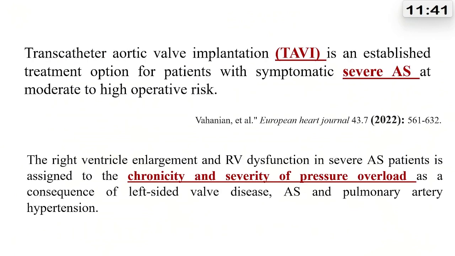Transcatheter aortic valve implantation, TAVI, is an established treatment option for patients with symptomatic severe aortic stenosis at moderate or high operative risk. The right ventricular enlargement and RV dysfunction in severe aortic stenosis patients is attributed to the chronicity and severity of pressure overload as a consequence of left-sided valve disease, aortic stenosis, and pulmonary artery hypertension.